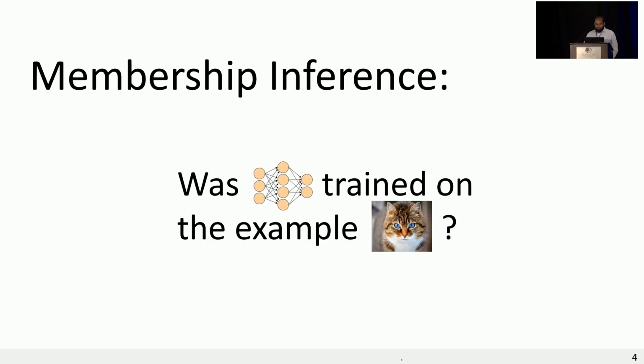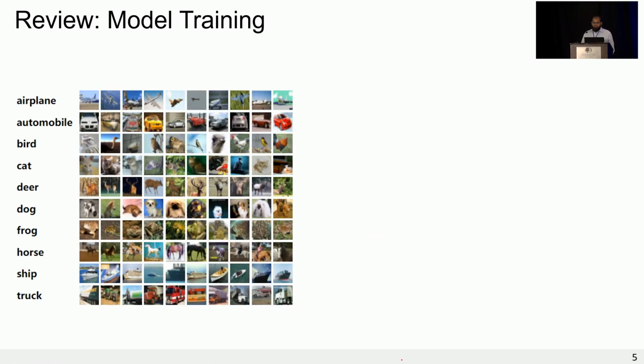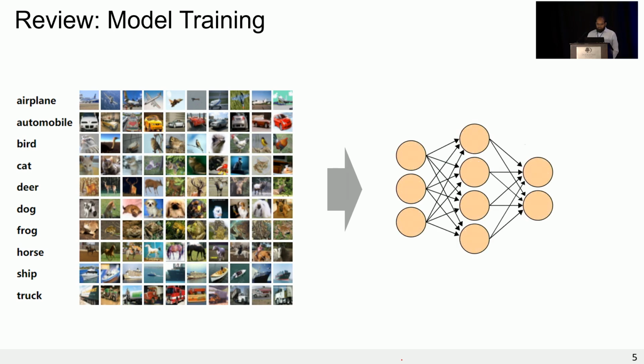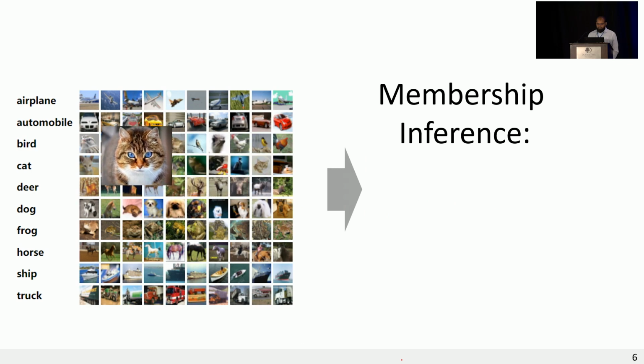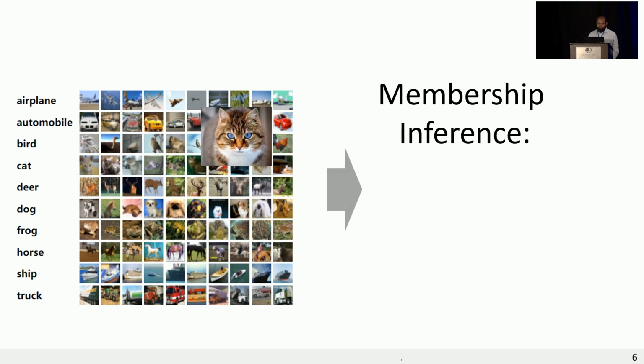So what is a membership inference attack? It's just asking a particular question: whether a particular model has been trained on a particular sample, for example a cat. Just to review the training procedure, we are given a training dataset, and we run an optimization algorithm to build the model. For membership inference, we're given a cat, and we ask whether it is in the training set or not.